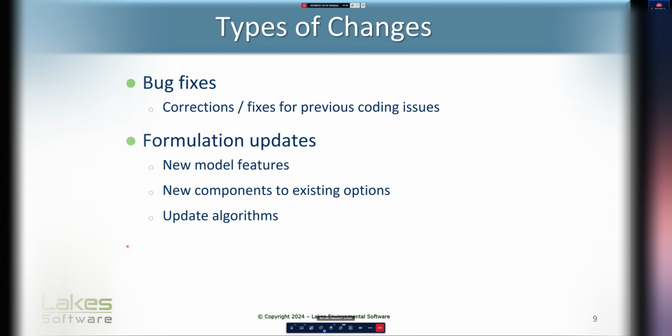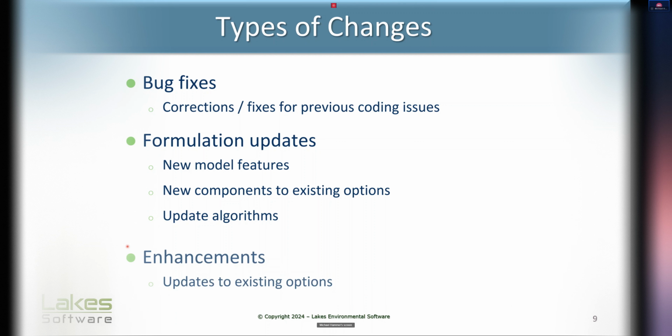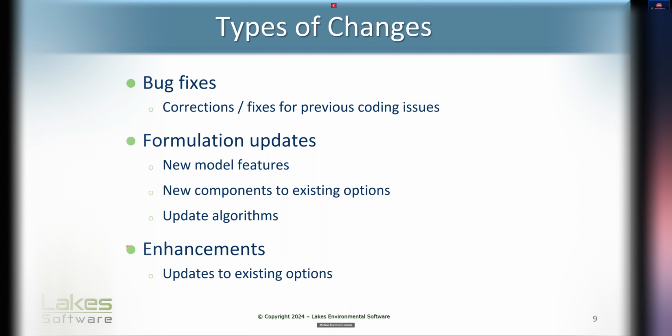These are fundamental changes that modify some way that a calculation is performed by the model itself. We could also have enhancements, which are minor updates to existing options. These types of enhancements typically don't change the calculation necessarily. They make the model easier to use or provide some form of enhancements to how a model option is configured.